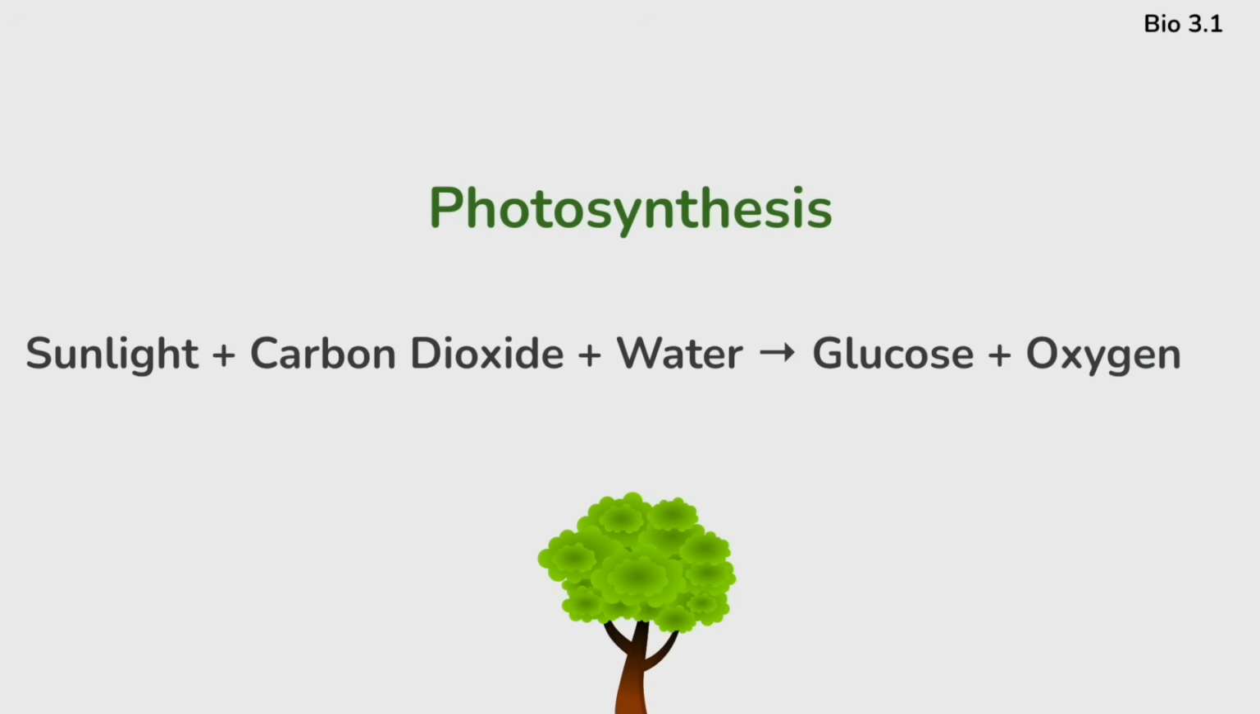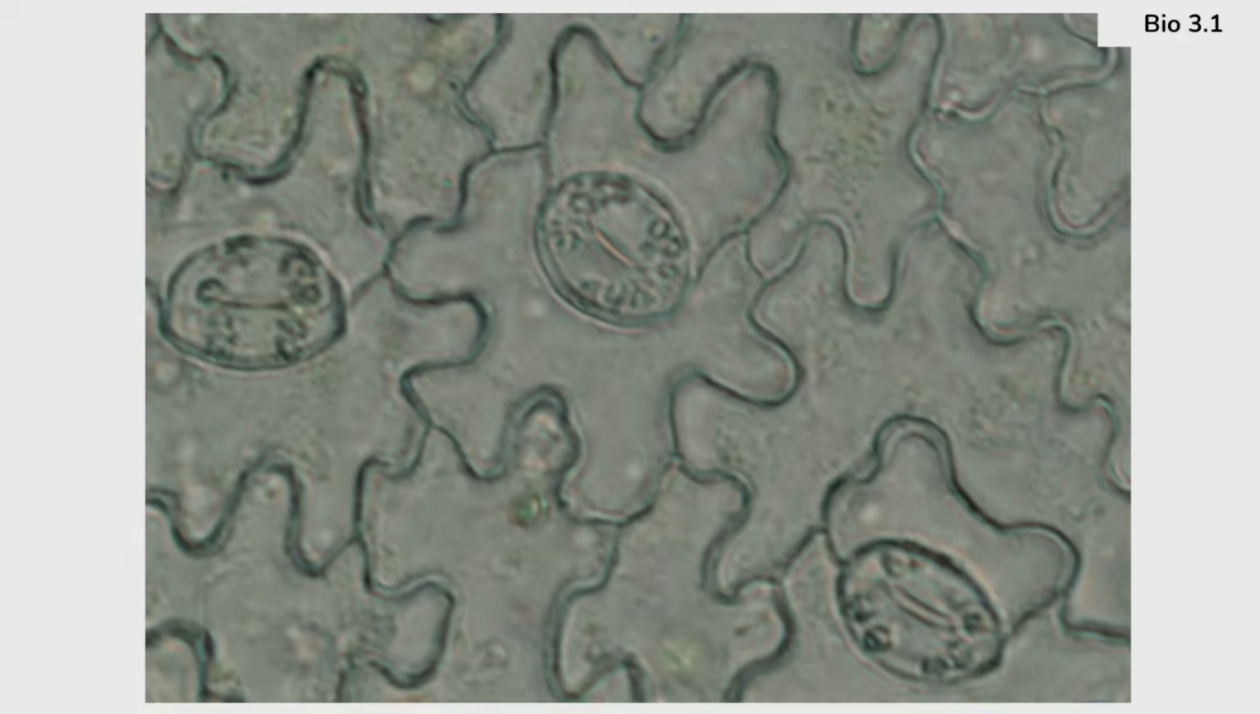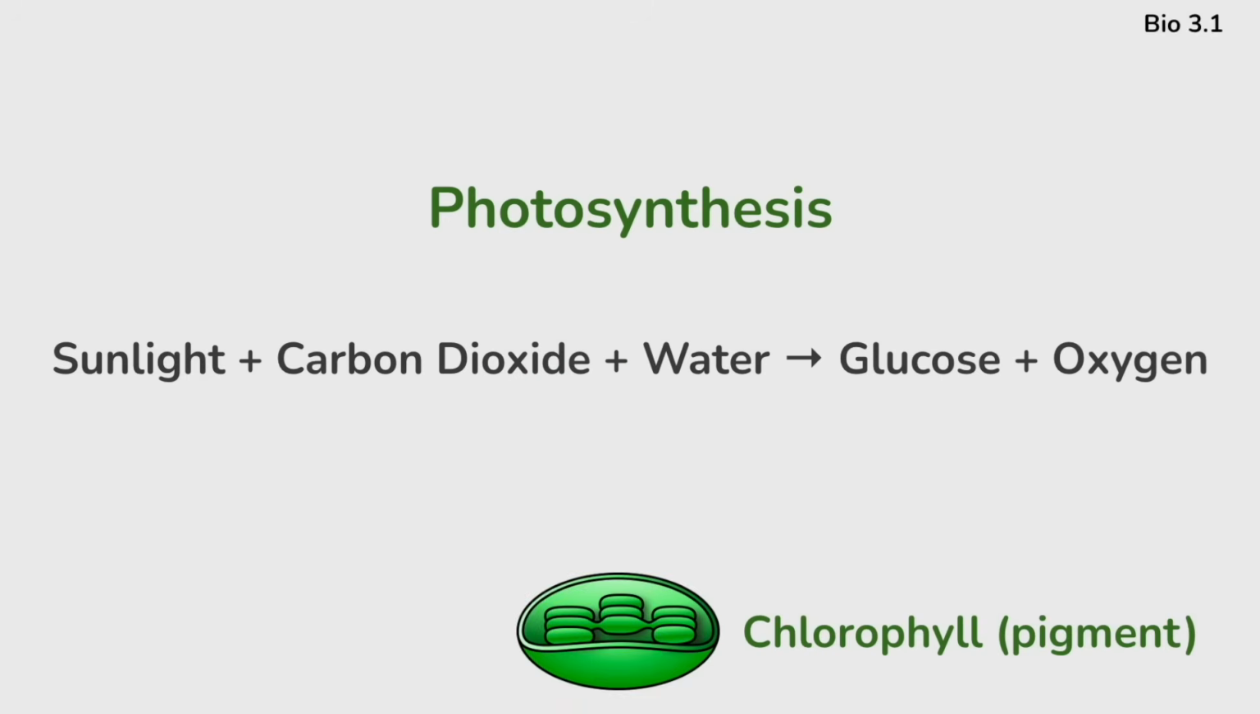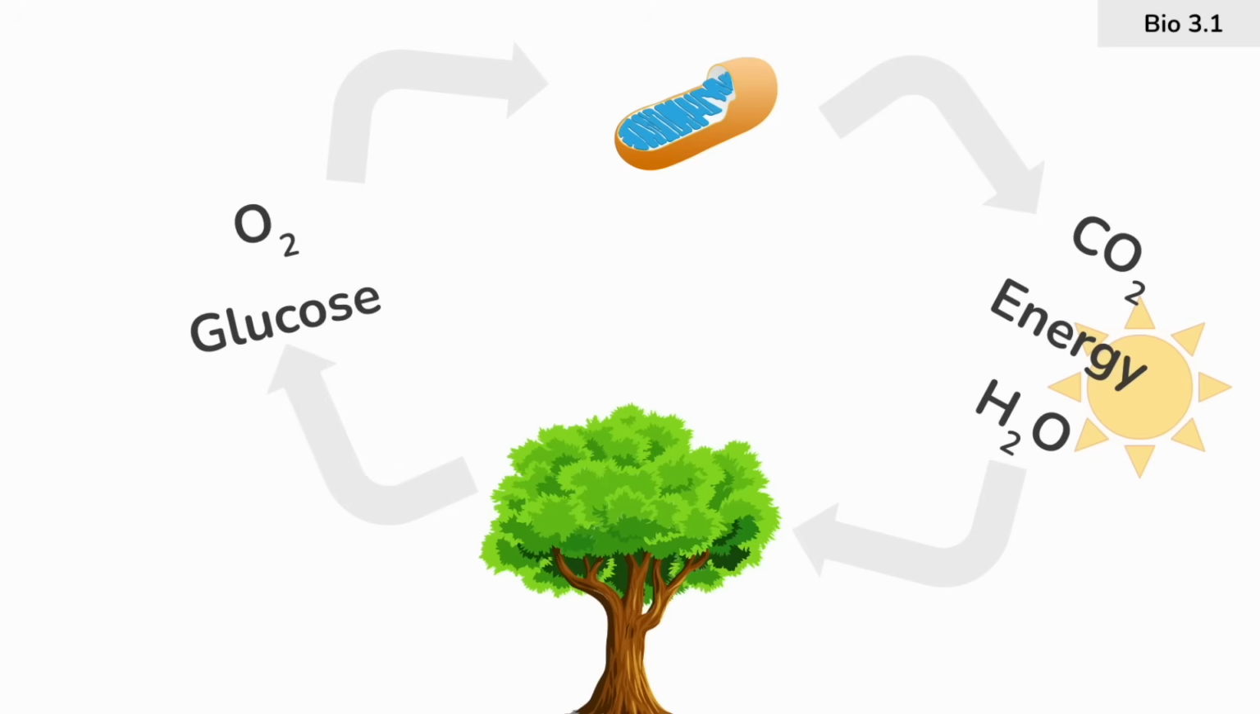Here's again the equation in words if you want to pause to write it down. If we zoom into a plant and a leaf, inside the leaf here, those guard cells again, and it's a little blurry here, but we can see those chloroplasts in the micrograph here. And remember, chloroplasts contain chlorophyll, which is the pigment that absorbs those photons, or the energy from the sun.